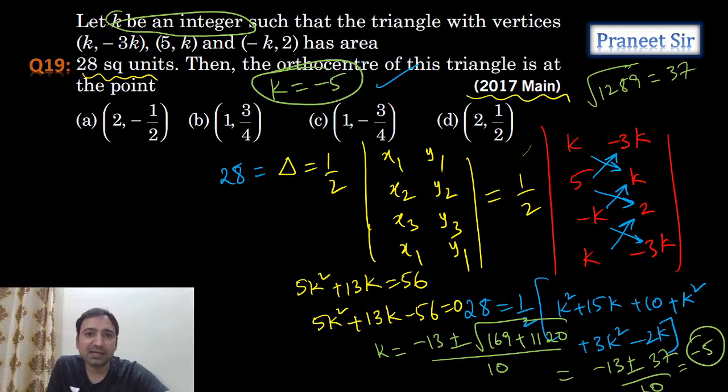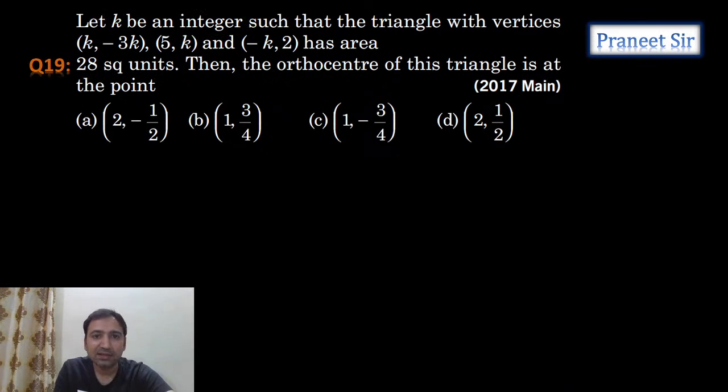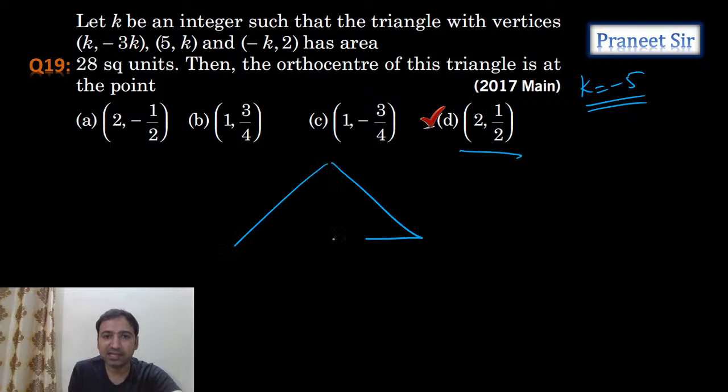Now tell me, can we calculate the orthocenter? Let's take another slide, guys. The answer should be the fourth option. But let's take k is equal to minus 5, as we calculated the k value as minus 5, and let's take the triangle ABC.